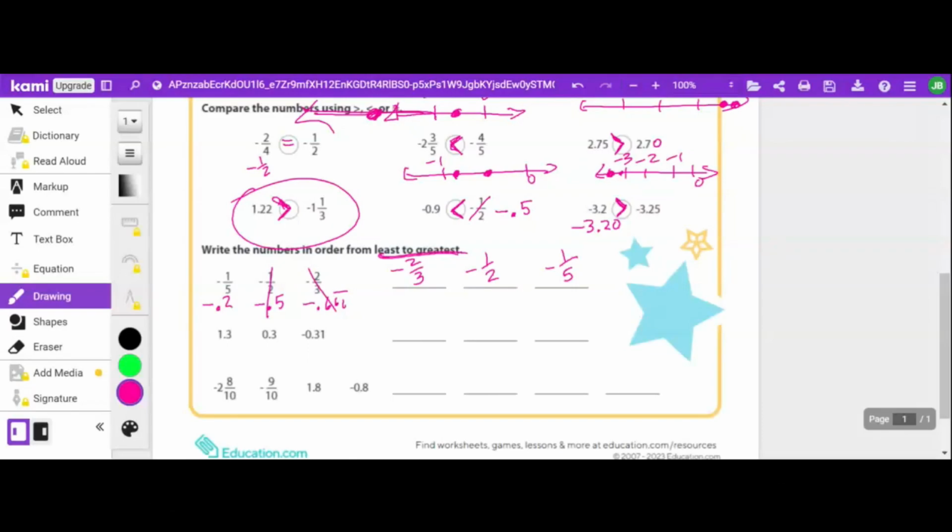Okay, this next one should be easy to do. We're going from smallest to largest. Which of those is the smallest number out of 1.3, 0.3, and negative 3.1? Which one of those is smallest? Okay, we're looking for the smallest.